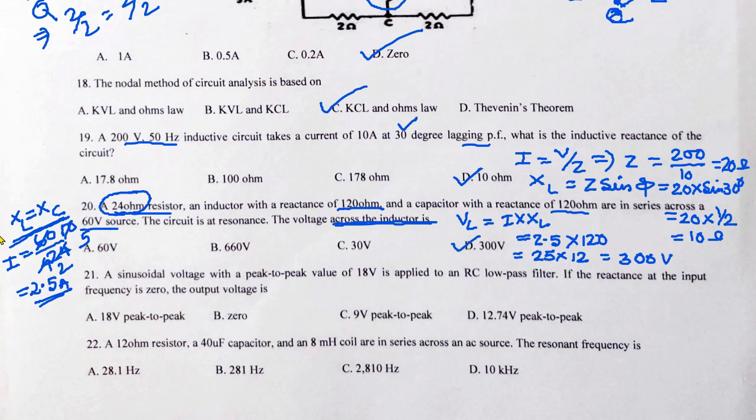Okay. Next, a sinusoidal voltage with a peak to peak value of 18 volt is applied to an RC filter.